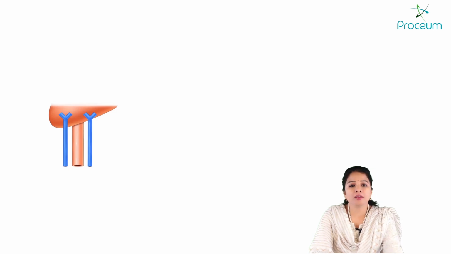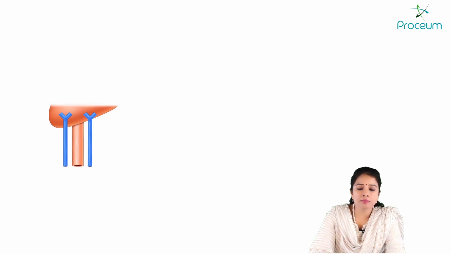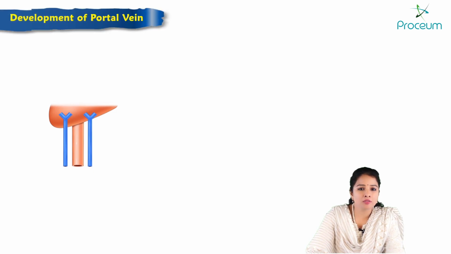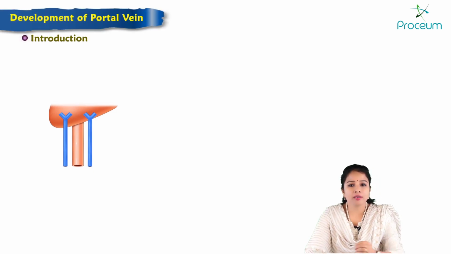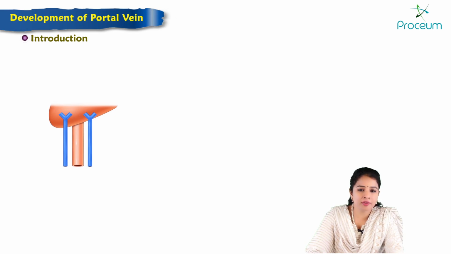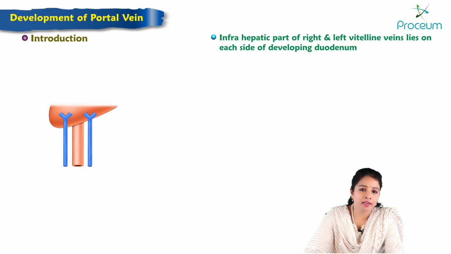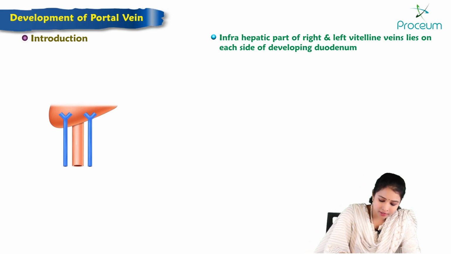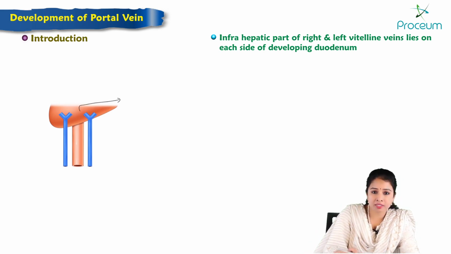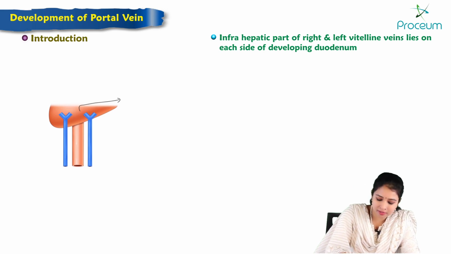So continuing with the development of the venous system, today's topic is the development of the portal vein. The portal vein especially develops from the vitelline veins. We know that vitelline veins are the veins which drain the yolk sac, and there are two vitelline veins, right and left, which are interrupted by the developing liver, which is present within the septum transversum. So here is the hepatic bud which is developing in the septum transversum.